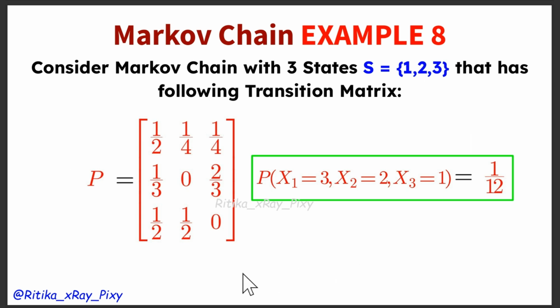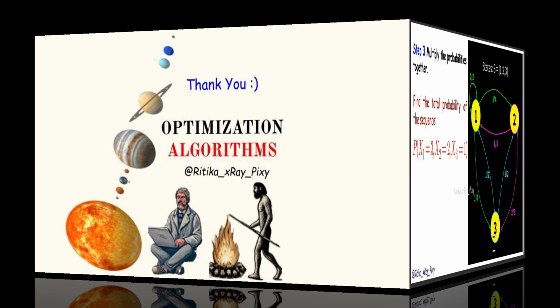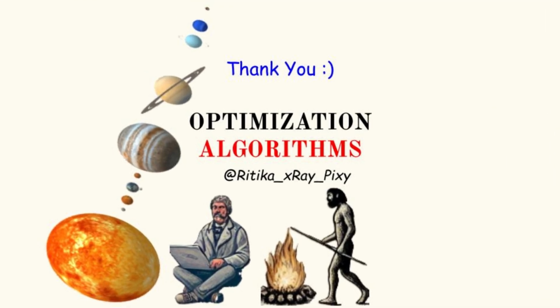Markov chains represent a system that transitions from one state to another according to specific probabilities. Here we covered the basics. In an upcoming video we will cover advanced topics like hidden Markov models, a more advanced application of Markov chains. In hidden Markov models, states are not directly visible. Here we have hidden states.